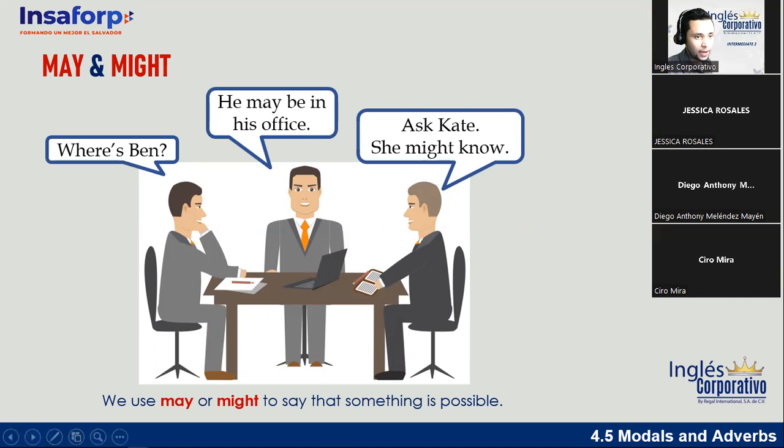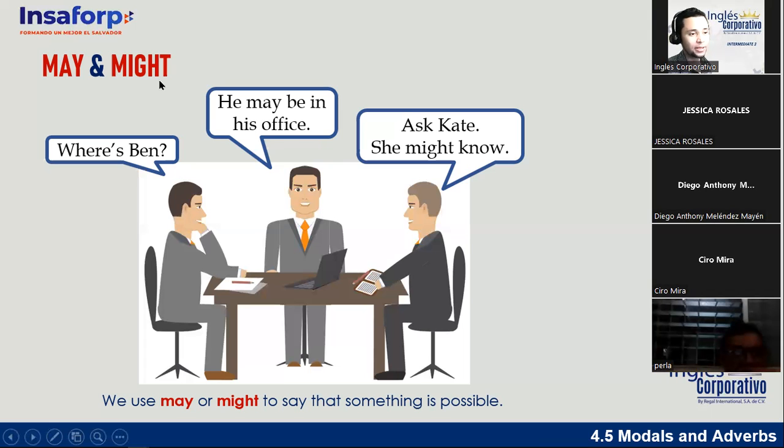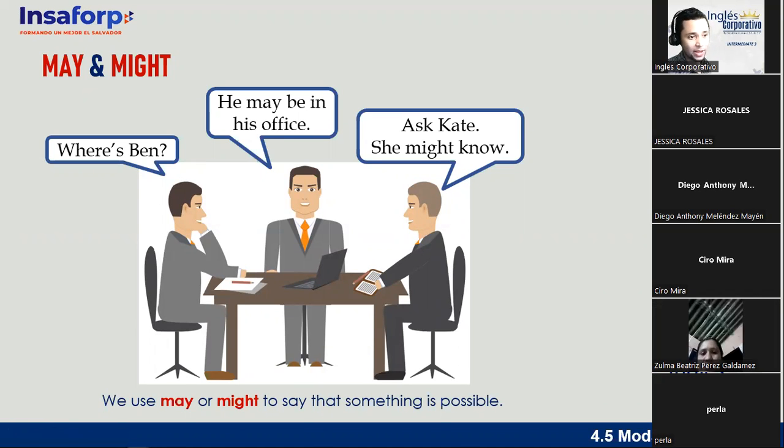Take a look. We use may and might to talk about possibility, just like Jessica said. You have three people talking. He says, where is Ben? He says, he may be in his office. That means it is possible that Ben is in his office. This other man says, ask Kate, she might know. That means there is a possibility that Kate knows where Ben is.